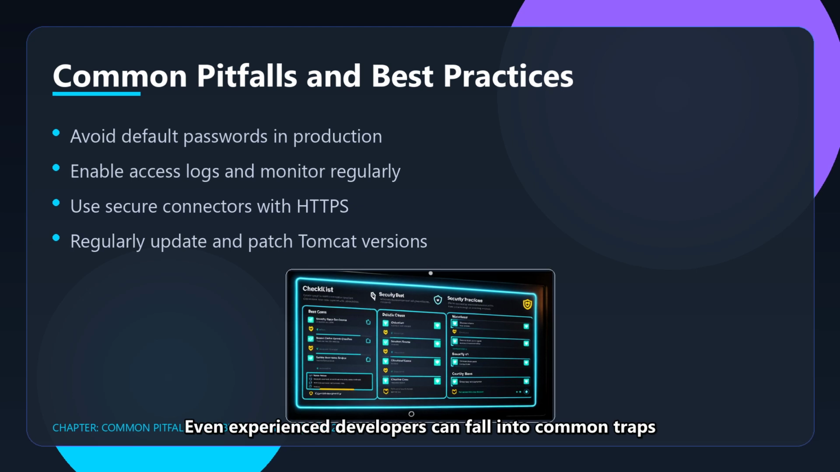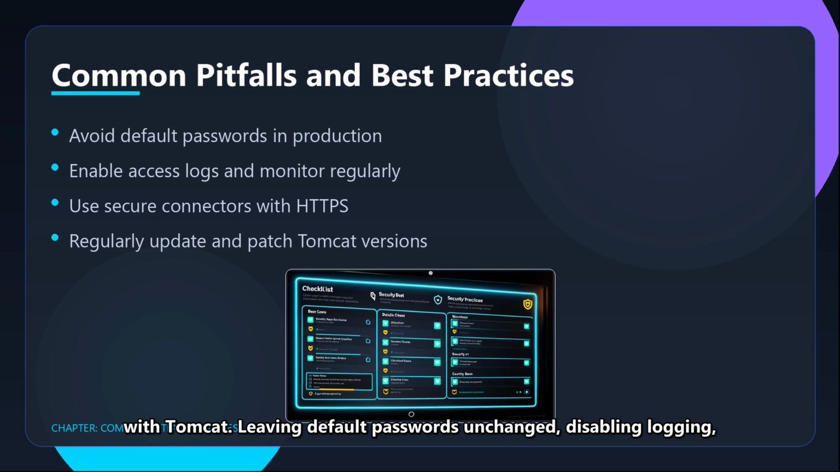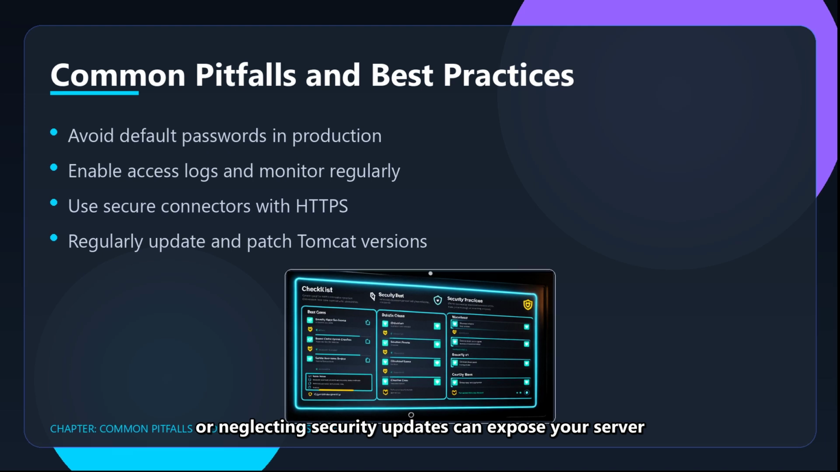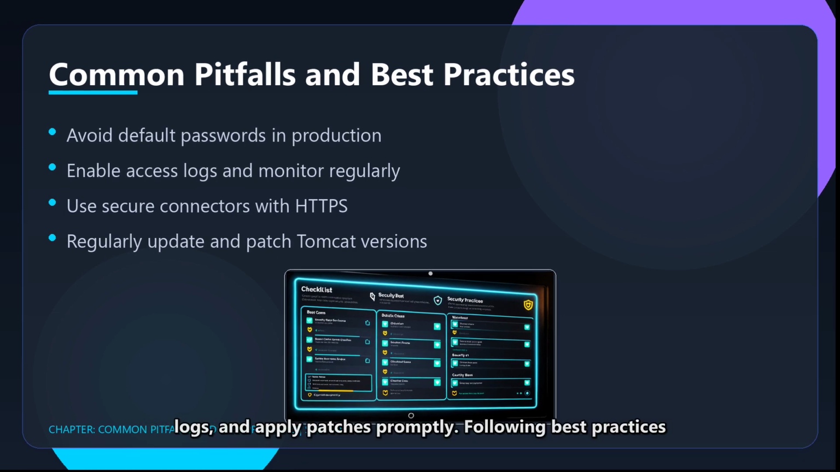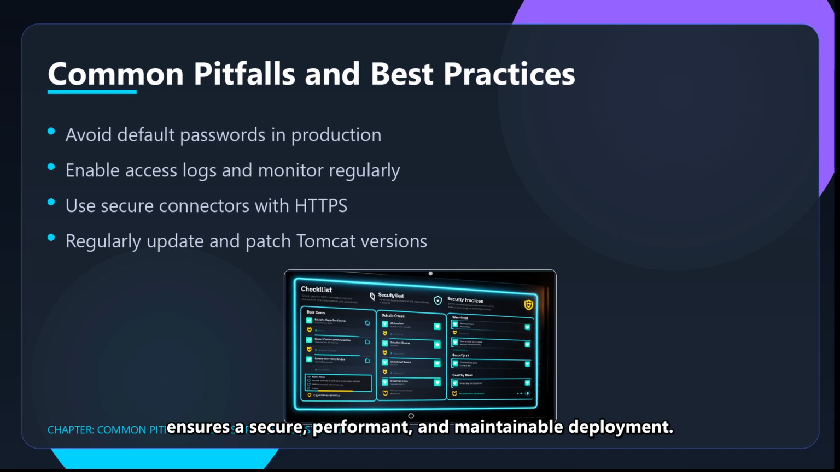Even experienced developers can fall into common traps with Tomcat. Leaving default passwords unchanged, disabling logging, or neglecting security updates can expose your server to vulnerabilities. Always enable HTTPS, rotate passwords, monitor logs, and apply patches promptly. Following best practices ensures a secure, performant, and maintainable deployment.